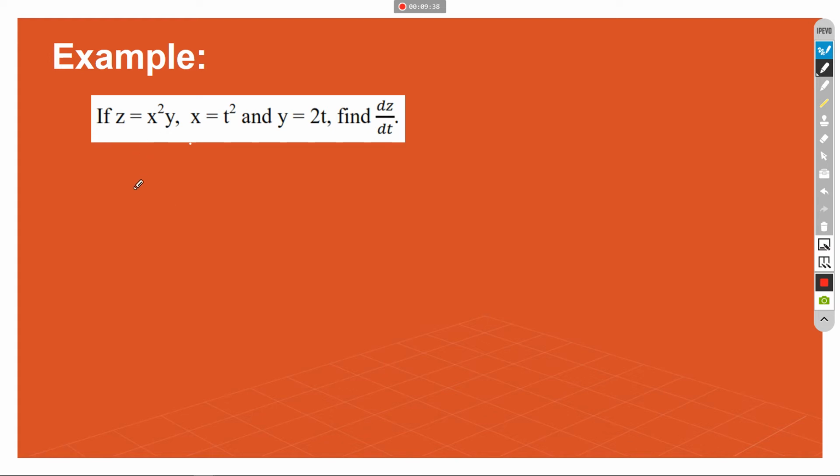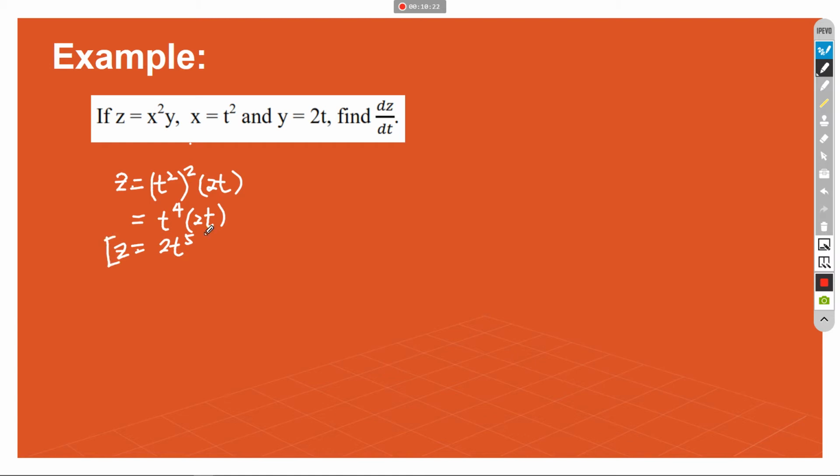No, para isolve agad natin si dc over dt. So, paano mangyayari? Direct substitution natin. So, c equals okay, x squared. So, si x, palitan agad natin ng t. So, t squared na naka-squared. Tapos, si y, palitan na natin agad diretso ng 2t. Okay, so simplify muna natin na mas maayos. So, magiging t to the 4 times 2t or simply equals to 2t to the 5th. So, that is your c.